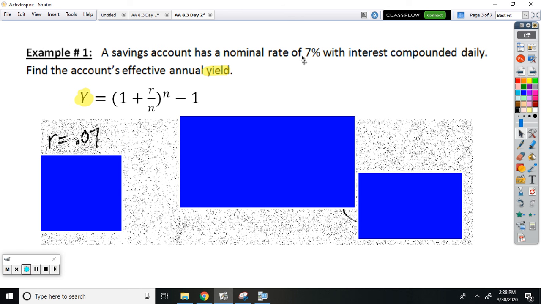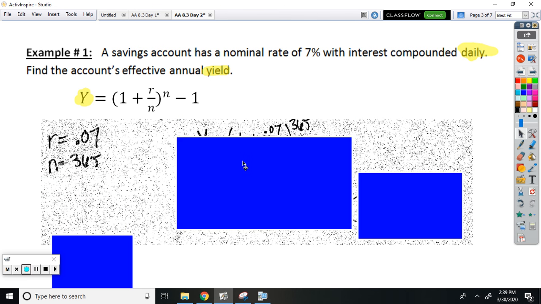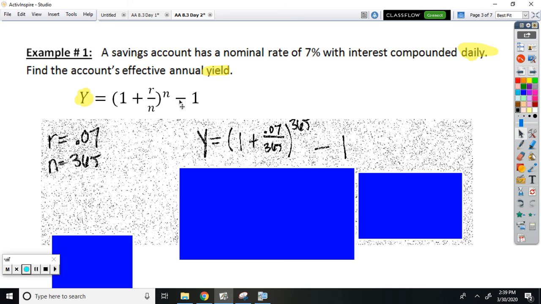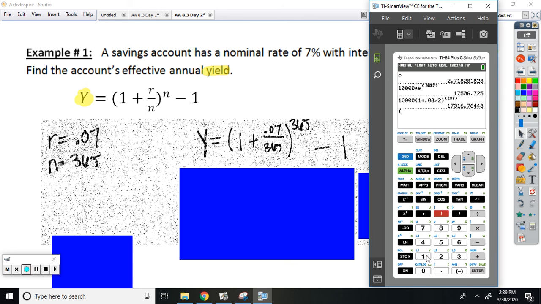So our nominal rate was 0.07. They ask us to do daily compounding, which is 365. So we plug those in. Don't forget this -1 at the end. That's one thing I see a lot of students forgetting at the end. And we just punch that all into our calculator. So we'll have 1 plus 0.07 divided by 365, caret to the 365 power.